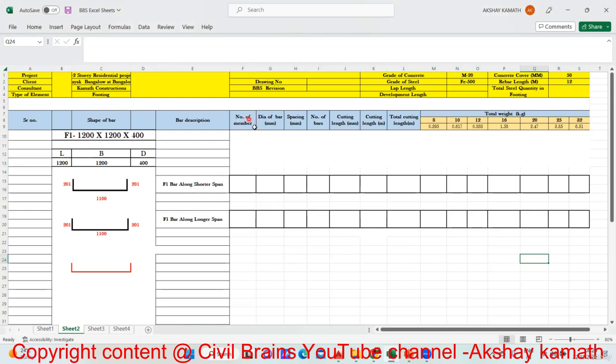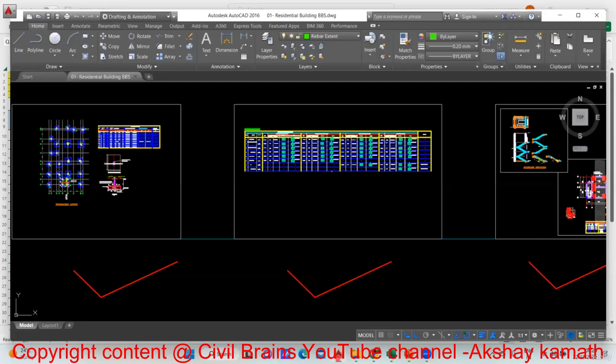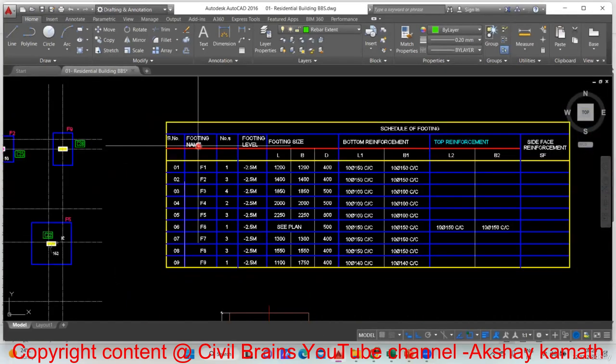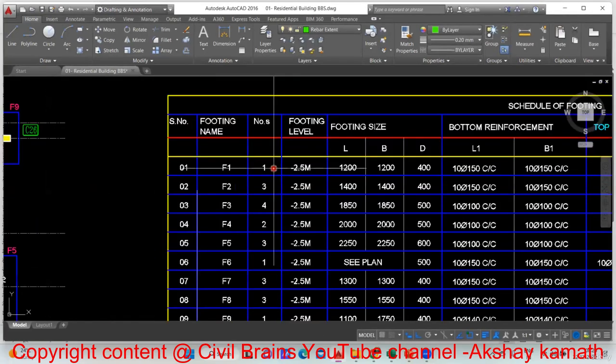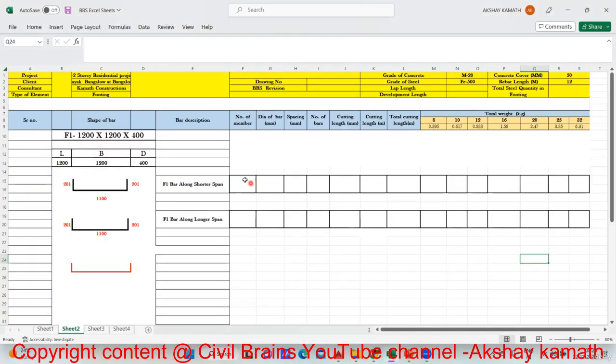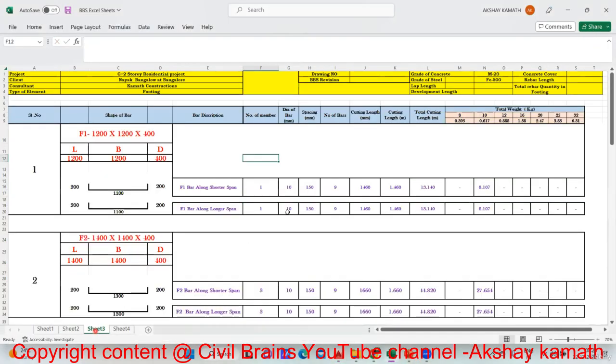Now we'll try to find F1 bar along shorter span. So first is number of members. Number of members means how many F1 footings are there. So for that, we have to go to the Excel sheet always. In the Excel, if you remember, initially we had written F1, there is only one footing, right? So I'll write here F1 is only one. So that is 0, 1. Or you can write 1 also. I think same thing I've written here.